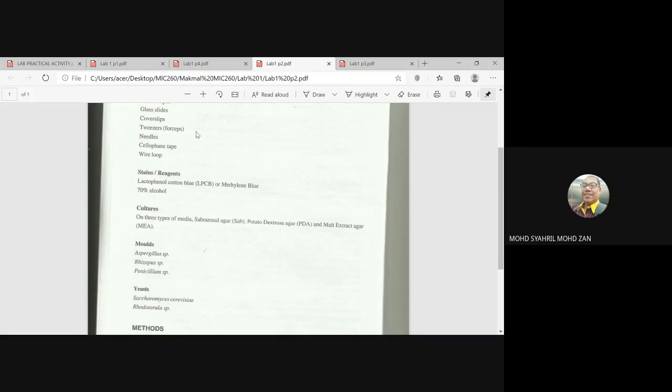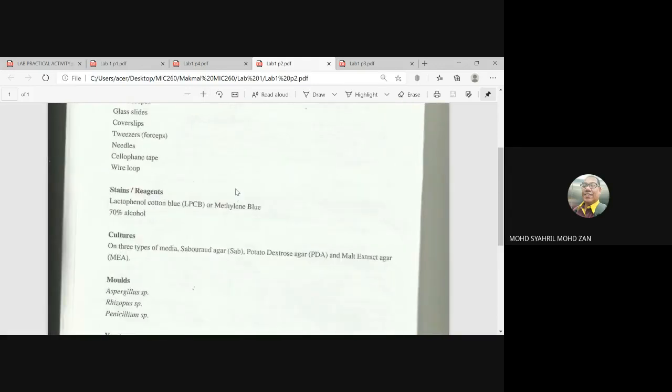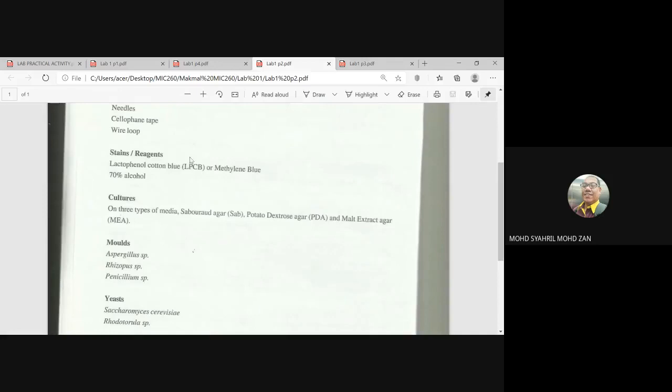Okay, for staining, we're using lactophenol cotton blue or methylene blue, paling simple. So untuk dalam awak punya video, dia ada tunjukkan macam ni kita nak buat perwarnaan pada methylene blue. And then 70% alcohol for what? Mostly 70% kita gunakan untuk disinfectant, alright?